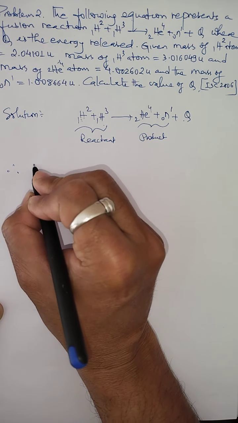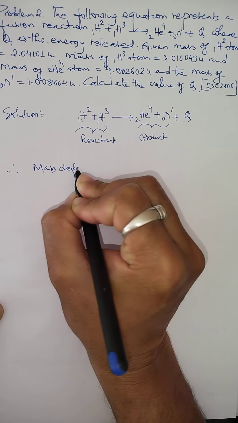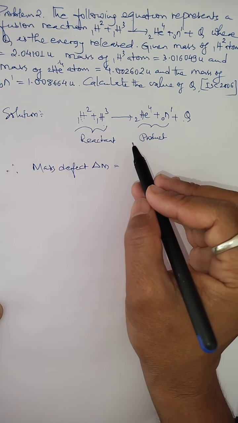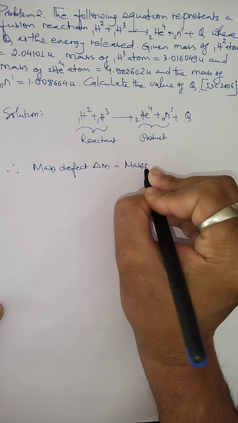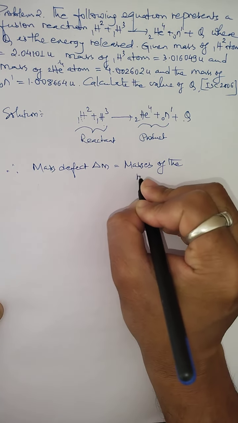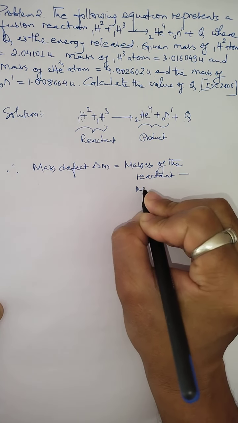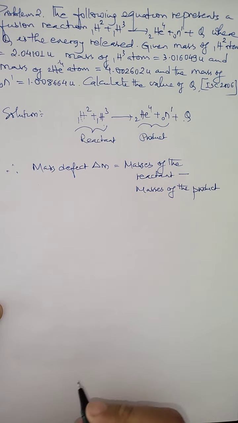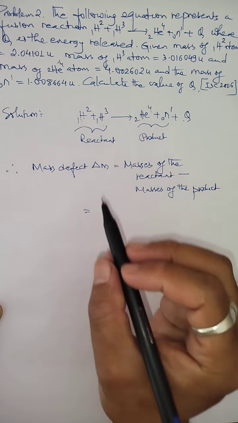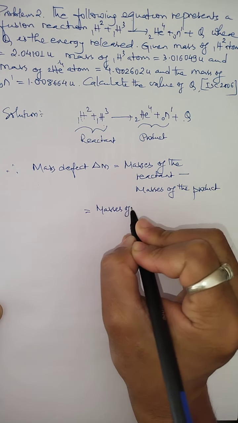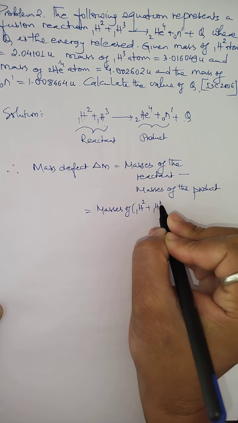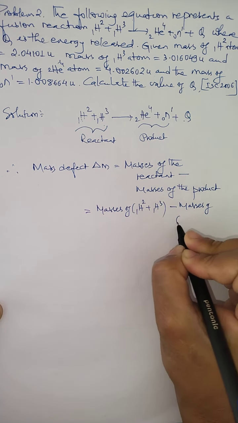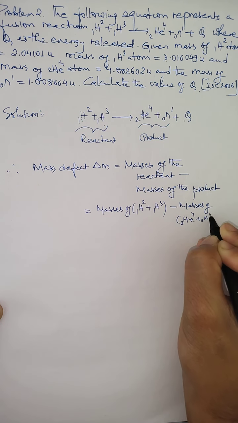So in this question also we calculate the mass defect. Mass defect we mark by the symbol delta M. As I said, mass defect is nothing but the masses of the reactants minus the masses of the products. The masses of the reactants means the masses of the H 1 2 atom plus the H 1 3 atom, minus the masses of the products, the masses of He 2 4 and the neutron.